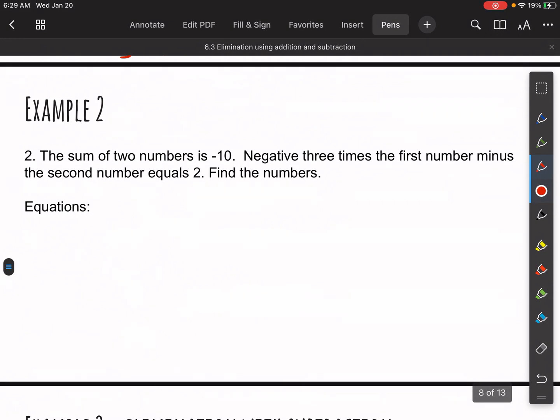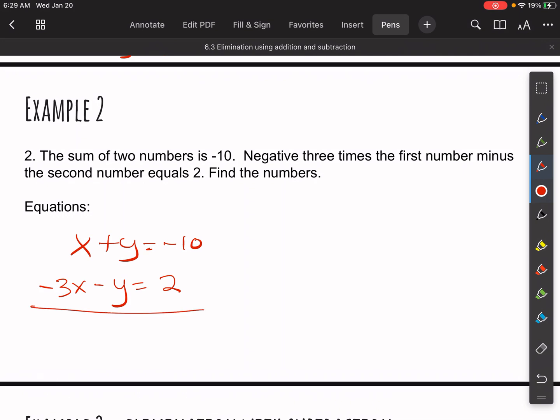Example 2 says basically we're doing the same thing, but they want you to use words to create your equation. So we'll do a couple of these just to get used to these again. So the sum of two numbers is negative 10. We can call them x and y. X plus y equals negative 10. Okay, then negative 3 times the first number. So the first number is x here, right? So we can say negative 3 times the first number minus the second number, so minus y, it equals 2. So there's your equations, and now it's a nice system, right?